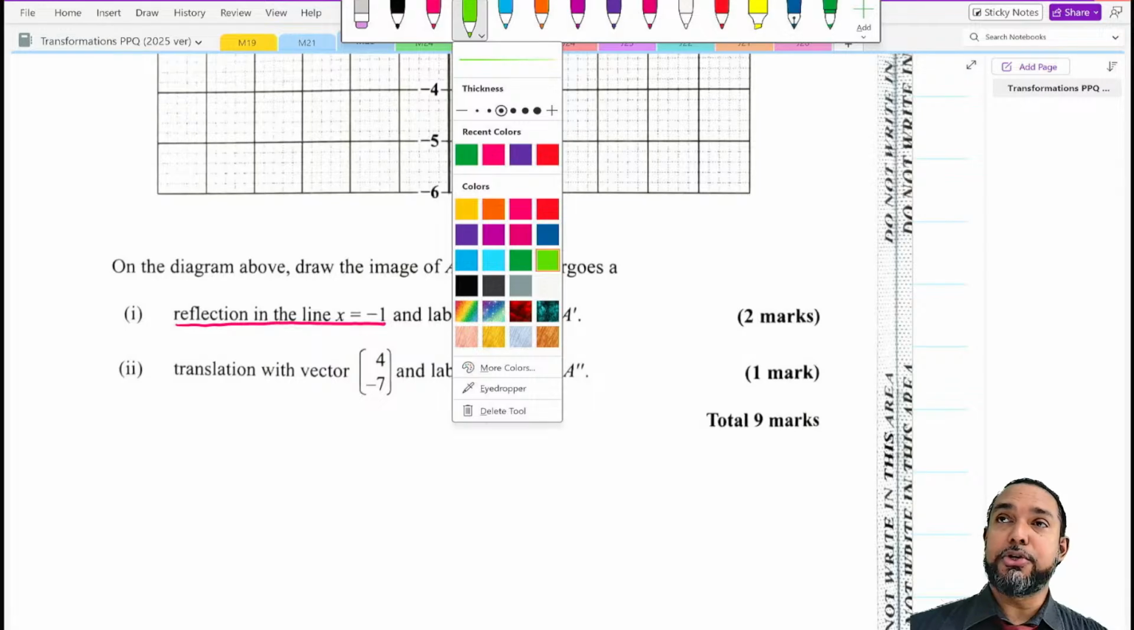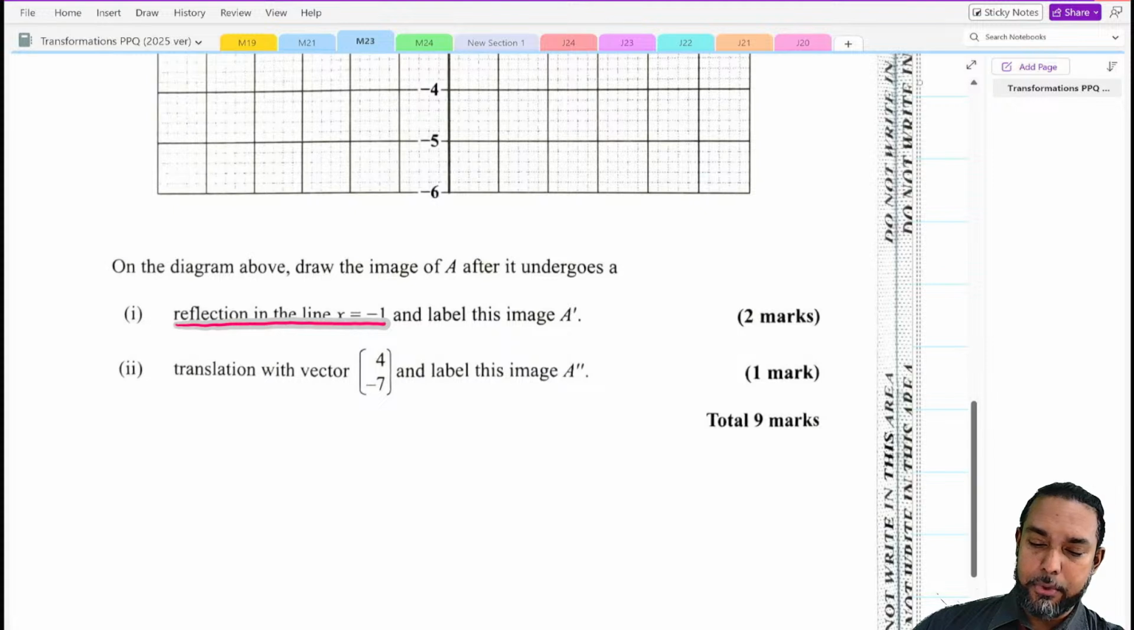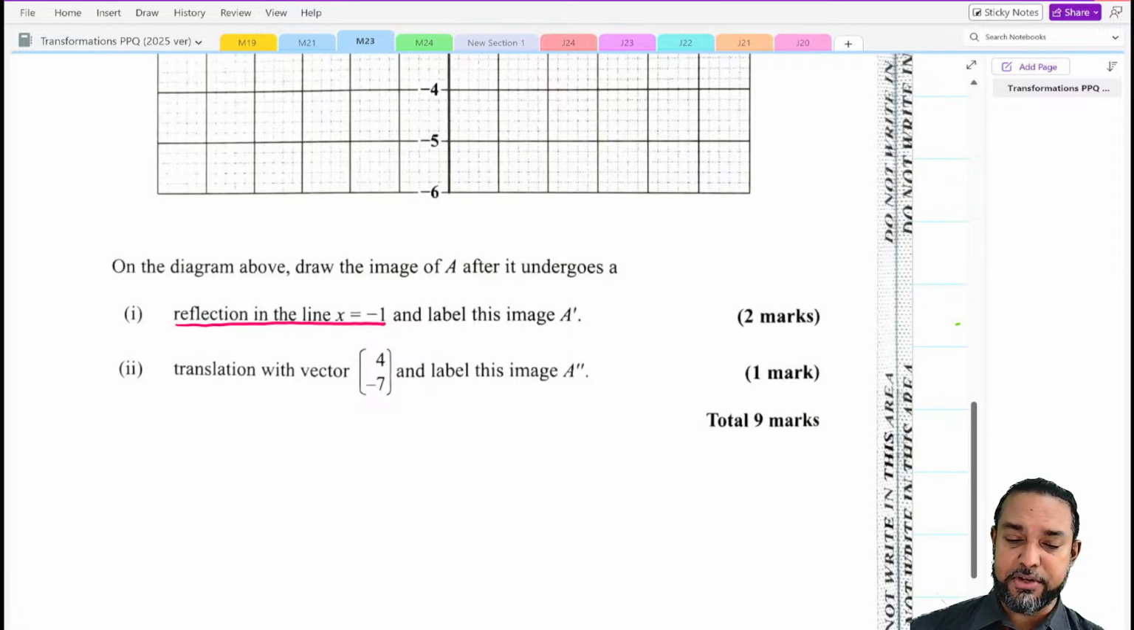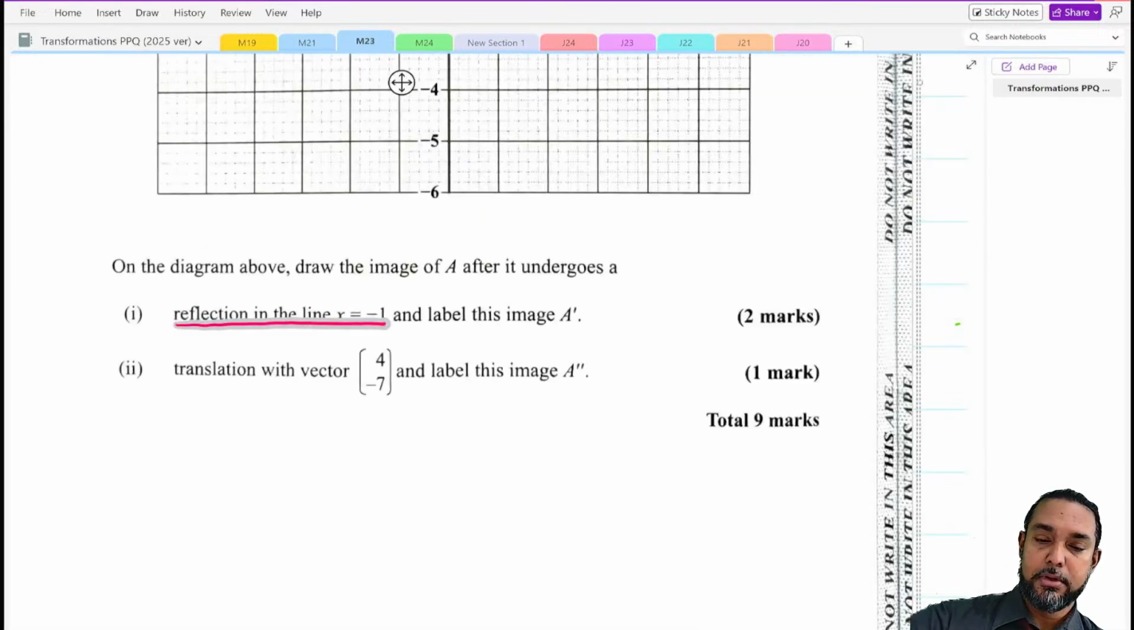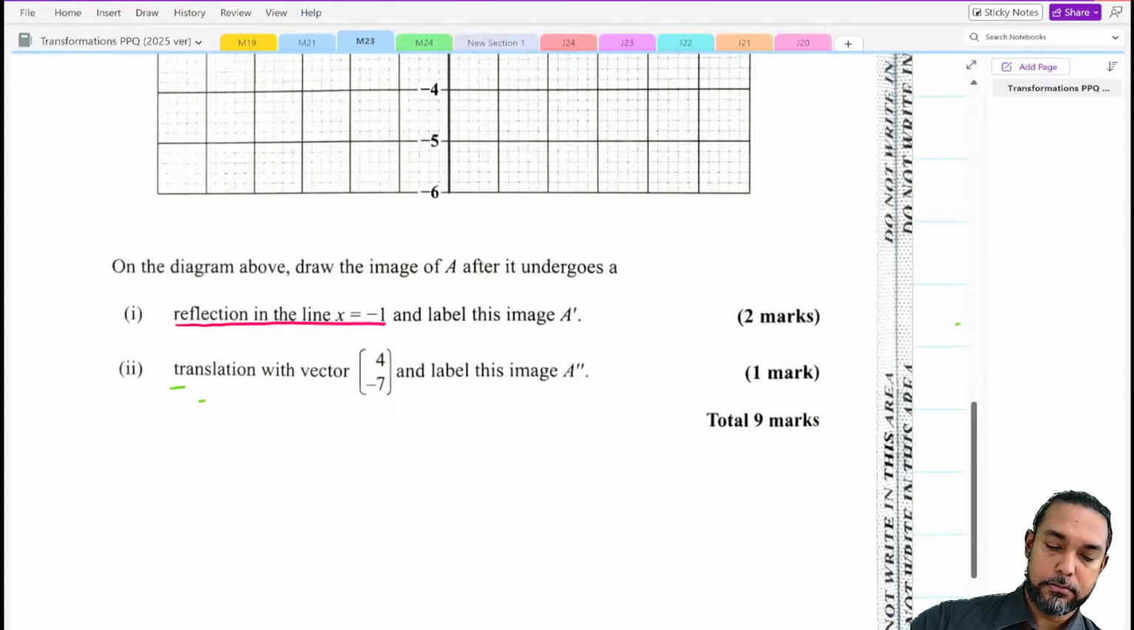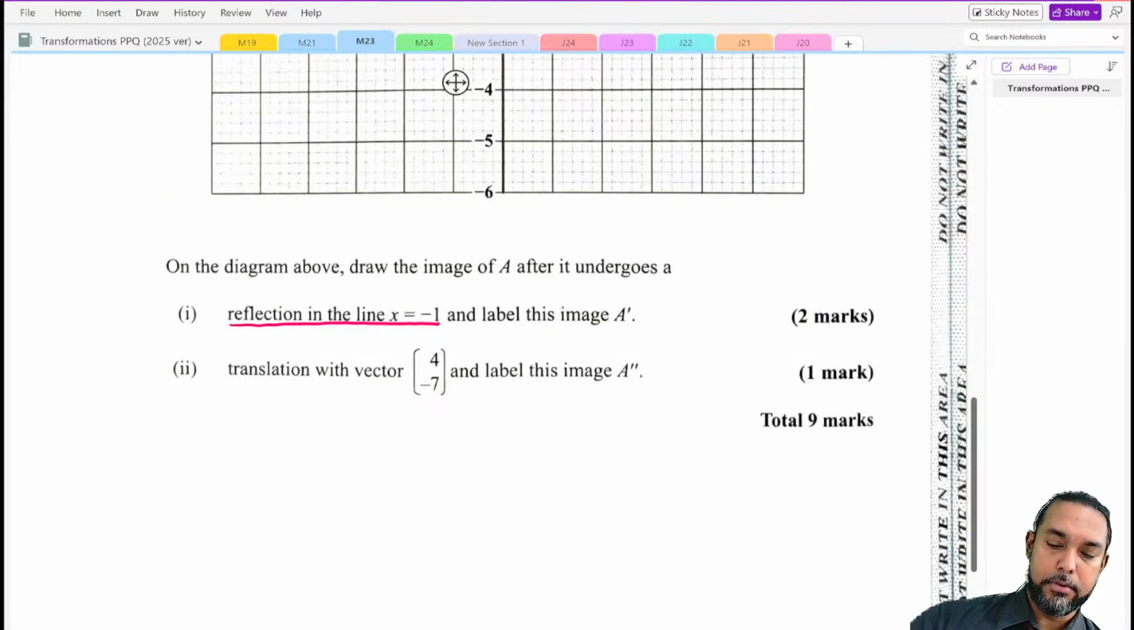Right. And the next thing they want, the second thing they want here is a translation with vector that. So the question is, are these two things independent of each other or consecutive? It wouldn't fit on the graph. Okay, good observation. Right. So we'll take each one of these independently of each other.